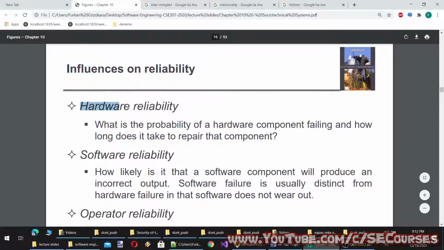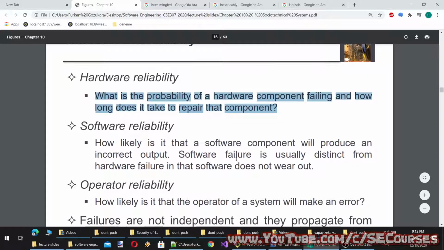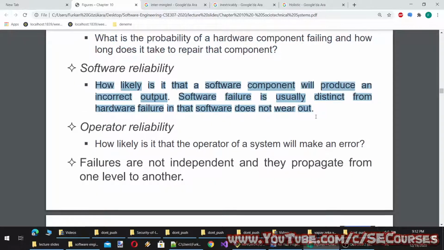Influences on reliability. Hardware reliability: what is the probability of a hardware component failing, and how long does it take to repair that component? And software reliability: how likely is it that a software component will produce an incorrect output? Software failure is usually distinct from hardware failure in that software does not wear out. And operator reliability: how likely is it that the operator of a system will make an error?